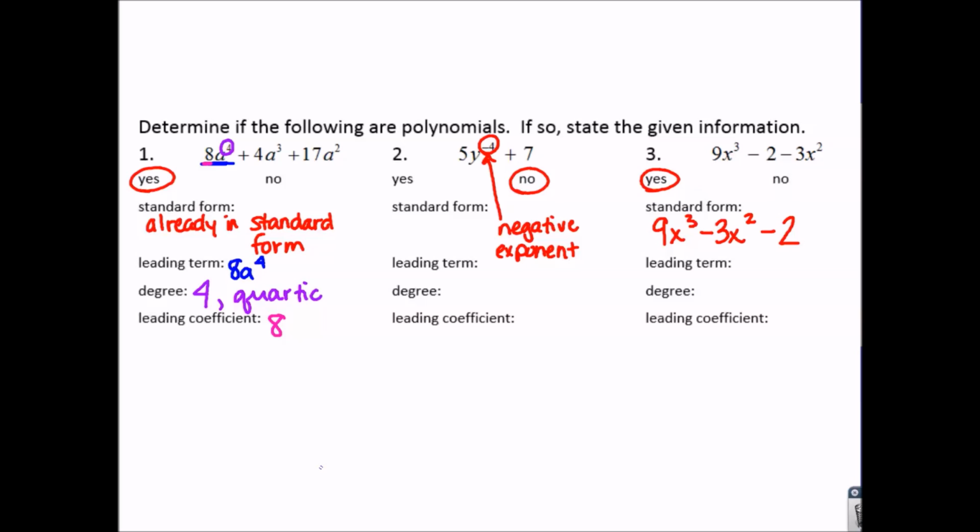Now the leading term, now that it's in standard form, the first term is our leading term. The degree is the highest exponent, which is 3. So this is a cubic. And then the leading coefficient is the coefficient of the leading term, which is 9.